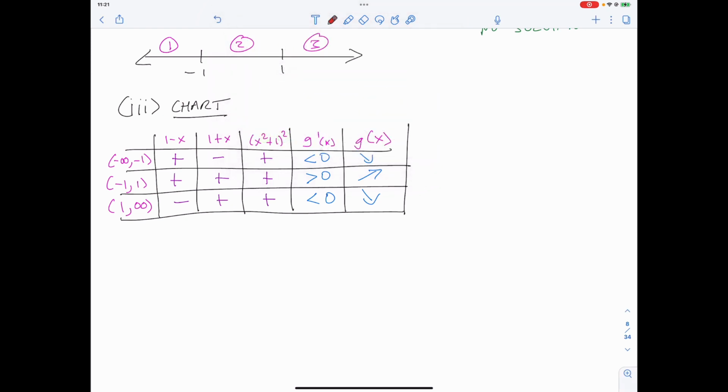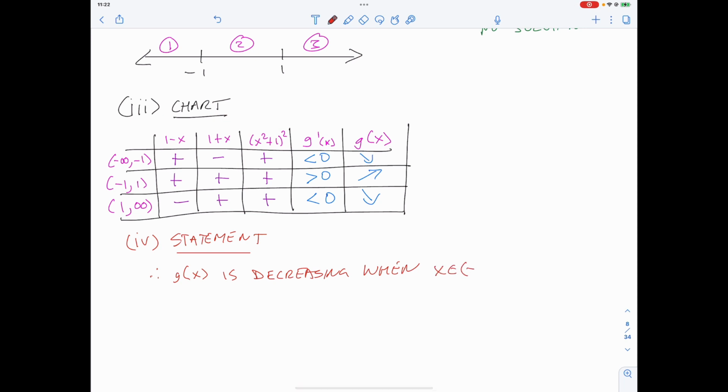And then lastly, we're going to do our statement. And we're going to say, therefore, g of x is decreasing when x is an element of negative infinity to negative 1 or 1 to positive infinity, and increasing when x is an element of negative 1 to positive 1.